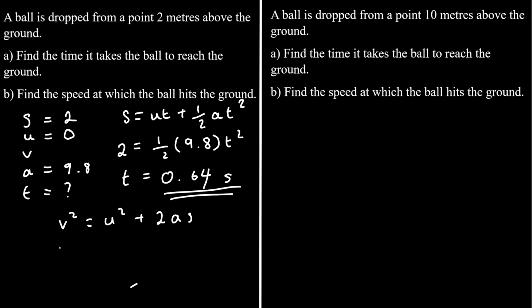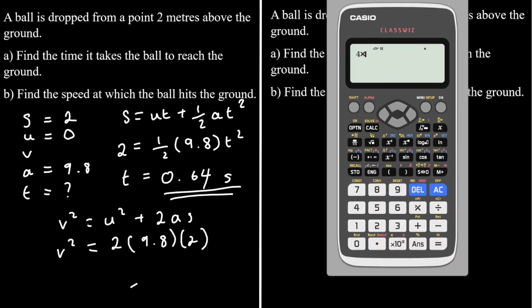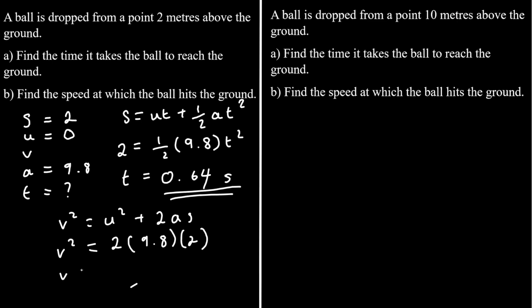And that will leave us with V squared equals 0 squared plus 2 times 9.8 times 2. So 4 times 9.8 is V squared, square root the answer, and we get 6.3 to two significant figures. So 6.3 meters per second, and we give our answer to two significant figures, again, because we use the rounded value for G.